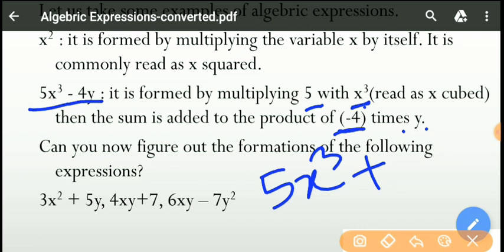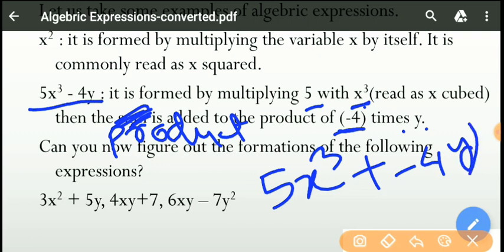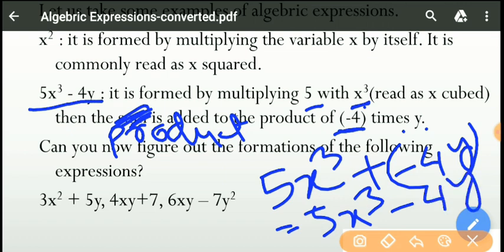Sorry, I have made a mistake here. This is not sum. You correct it. This is product. Then the product is added to the product of minus 4 times y. That's why it has become 5x cubed minus 4y.